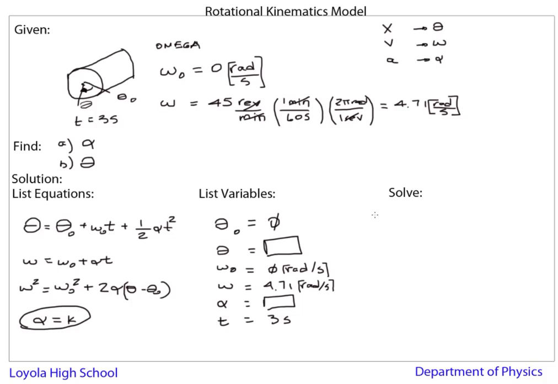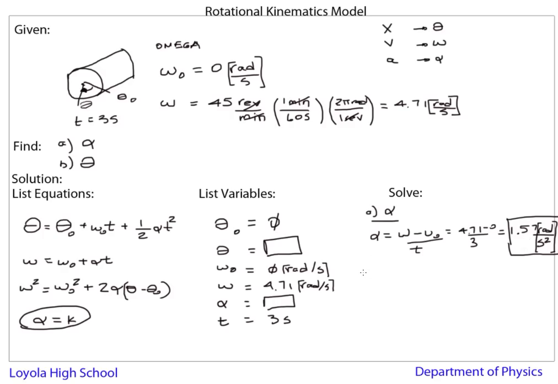Step 3, solve. So to find the angular acceleration, looks like we're going to use the second equation here. So alpha is equal to omega minus omega 0 over t, which is 4.71 divided by 3, minus 0, which is 1.57 radians per second squared, very similar to meters per second squared, which means I gain 1.57 radians per second every 1 second.